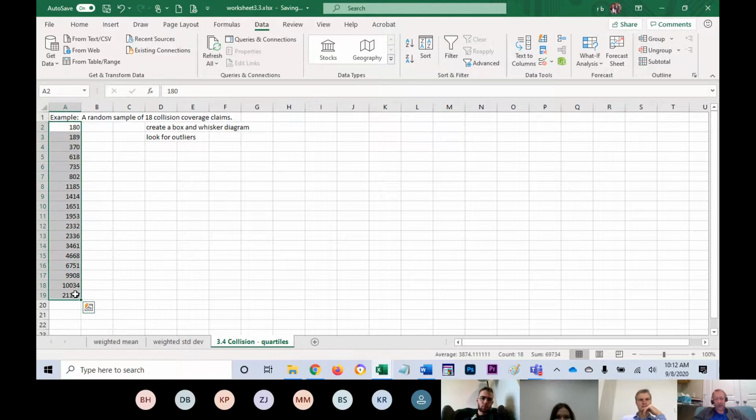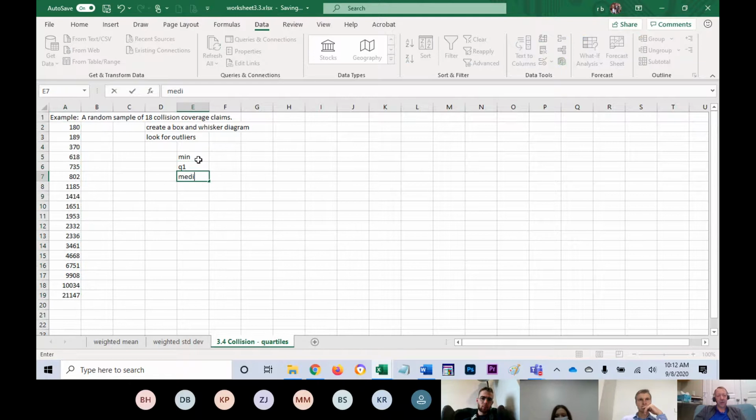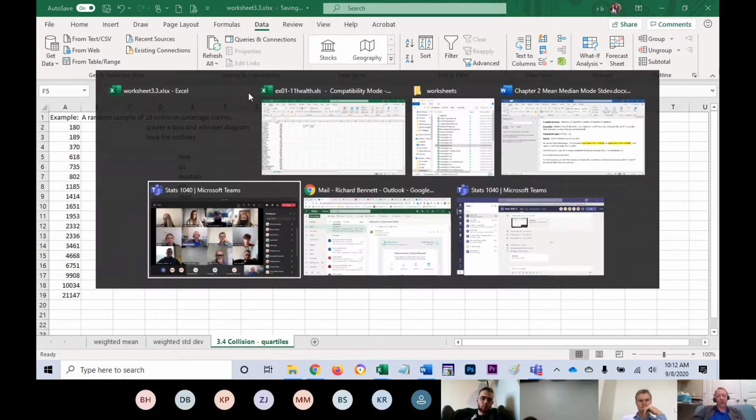Okay, so I've got 18 coverage points. So we've got the minimum, Q1, the median, Q3 and the maximum. I can never put on median, I don't know why.